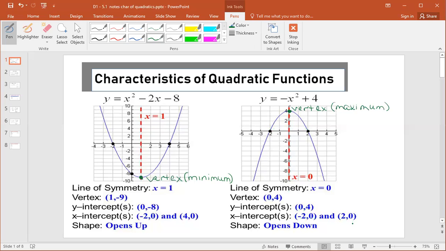And this time it opens down. We said opens up meant that we had a minimum. Opens down meant that we had a maximum. So those are our basic x-intercepts and y-intercepts. What's really new is line of symmetry and vertex.